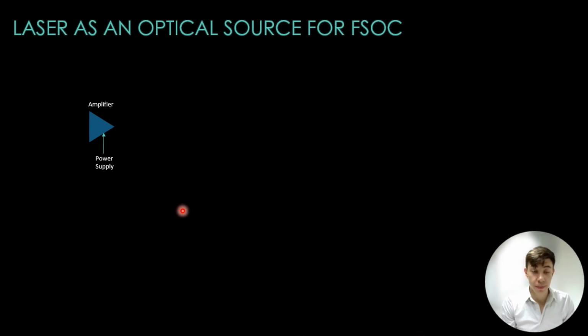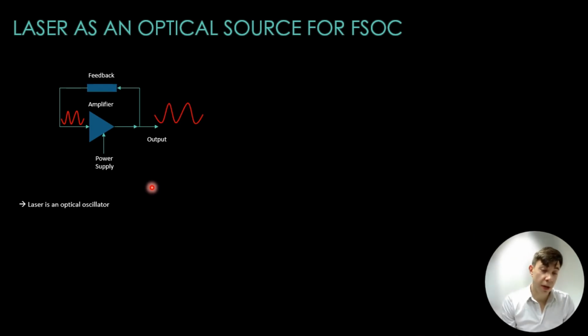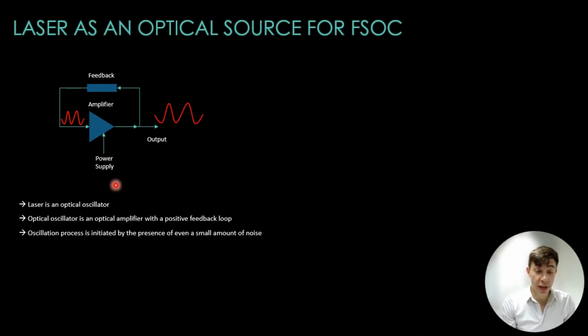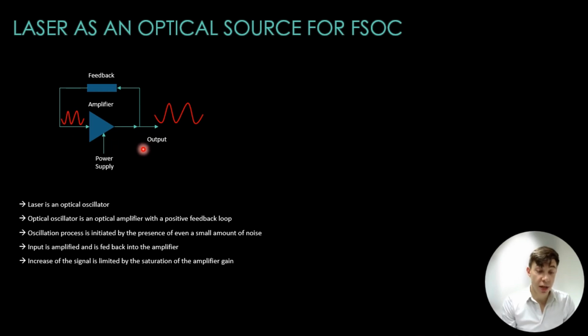So, at its heart, a laser is an optical oscillator. An optical oscillator is an optical amplifier with a positive feedback loop. The idea is that the oscillation process is initiated by the presence of a small amount of noise, in this case, a small amount of photons. The input is amplified and is fed back into the amplifier. The increase in the signal is limited by the saturation of the amplifier gain.